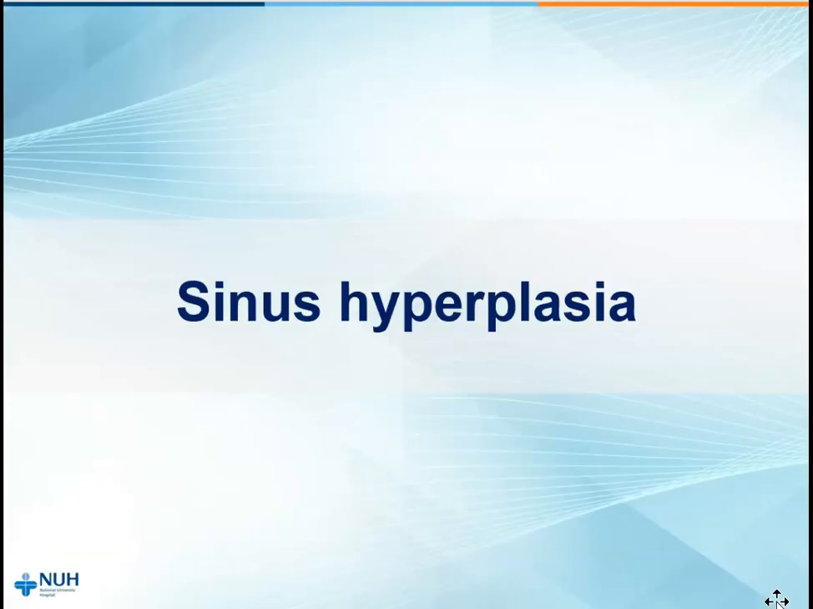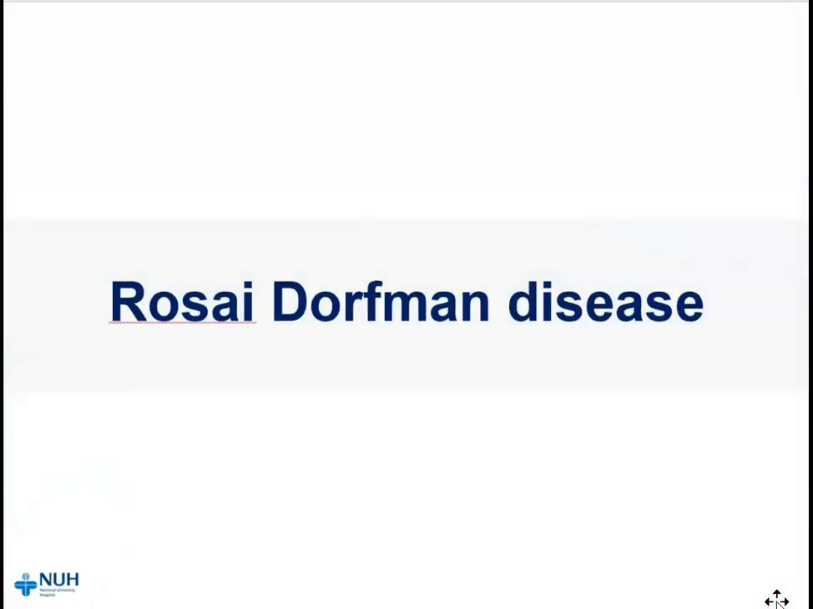Sinus histiocytosis refers to an increase in the number of histiocytes within the nodal sinuses. This is a common reactive phenomenon in a variety of conditions, such as a response to malignancy. So sinus histiocytosis is commonly seen in the axillary lymph node of patients with breast cancer. Let us consider a condition characterized by very prominent sinus histiocytosis known as Rosai-Dorfman disease.